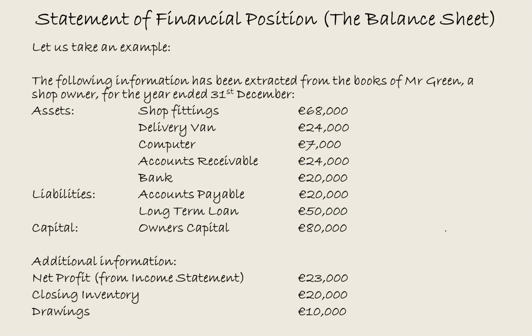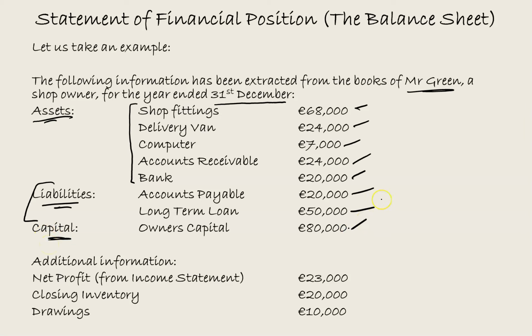Let us now look at an example. The following information has been extracted from the books of Mr. Green, a shop owner, for the year ended 31st of December. Mr. Green has assets: shop fittings, 68,000; delivery van, 24,000; computer, 7,000; accounts receivable, 24,000; and bank, 20,000. Mr. Green also has liabilities: accounts payable, 20,000, accounts payable being the creditors, and a long-term loan, 50,000. And then he also has his capital, owner's capital, 80,000.